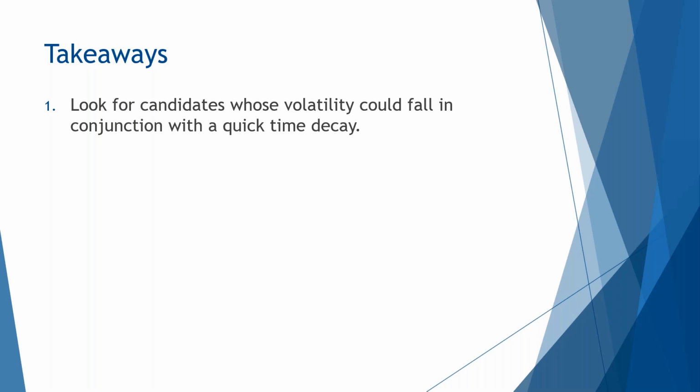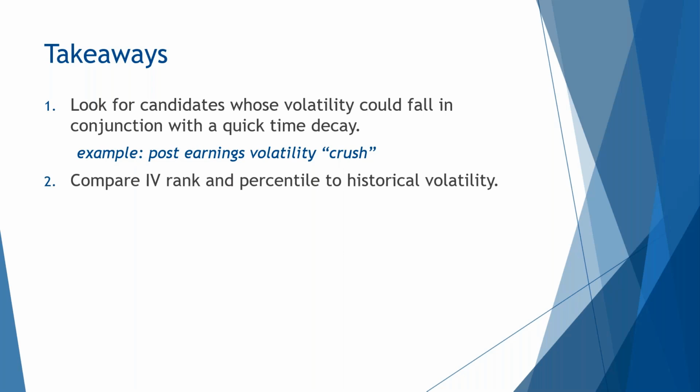Again, let's concentrate on those candidates where we believe volatility could be falling in conjunction with a quick time decay. That was what Gina was asking. Post-earnings volatility crush is one of those scenarios that is favorable to this particular option strategy. Again, let's look at those implied volatilities. We want to see a high implied volatility, because that's going to make sure we get some good premium prices.